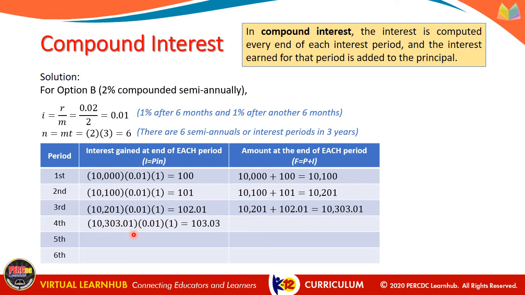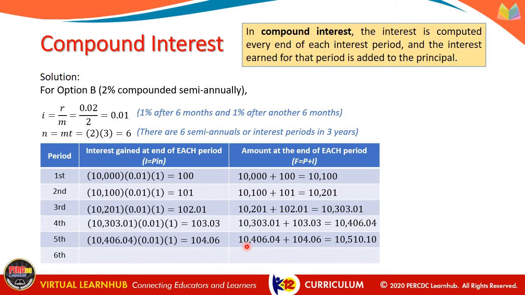For the fourth period, or for the fourth 6 months, the interest gained is 10,303.01, that is the value of the money at the end of the third period, times 0.01 times 1. Interest gained at the end of the fourth period is 103.03. The value of the money at the end of the fourth period is 10,303.01 plus 103.03, which is equal to 10,406.04. For the fifth period, the interest gained is 10,406.04 times 0.01 times 1. That's 104.06.